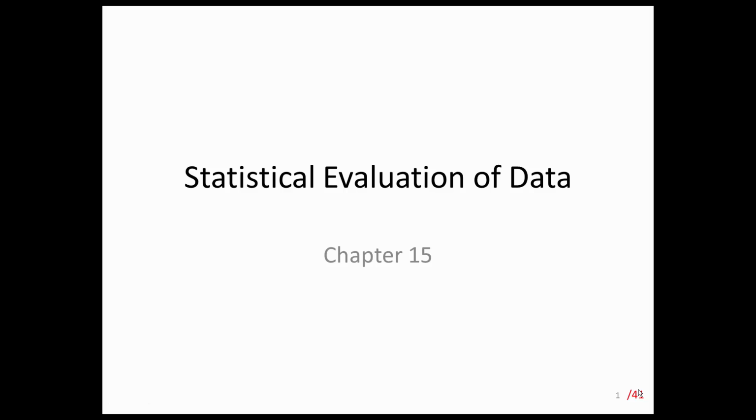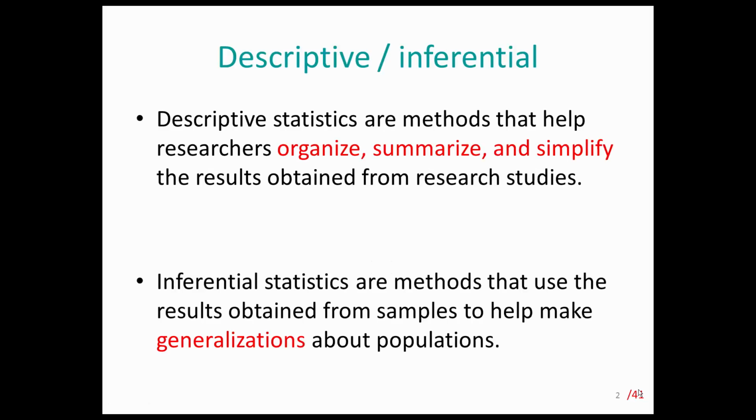Chapter 15, Statistical Evaluation of Data. As you may know, we have two types of statistics that we use in research. One is descriptive and the other one is inferential. Descriptive statistic is basically a method that we use to organize, simplify, or summarize data, something like percentages or averages or numbers or counting, whatever statistic that we use to describe a set of scores.